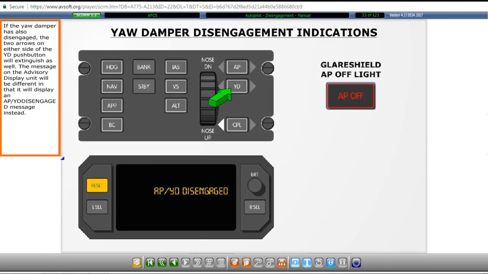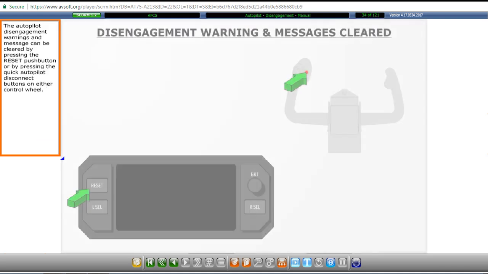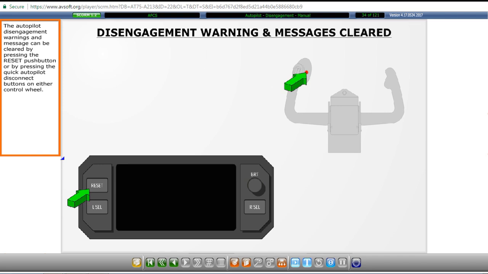If the yaw damper has also disengaged, the two arrows on either side of the yaw damper push button will extinguish as well. The message on the advisory display unit will be different in that it will display an autopilot yaw damper disengaged message instead. The autopilot disengagement warnings and message can be cleared by pressing the reset push button or by pressing the quick autopilot disconnect buttons on either control wheel.